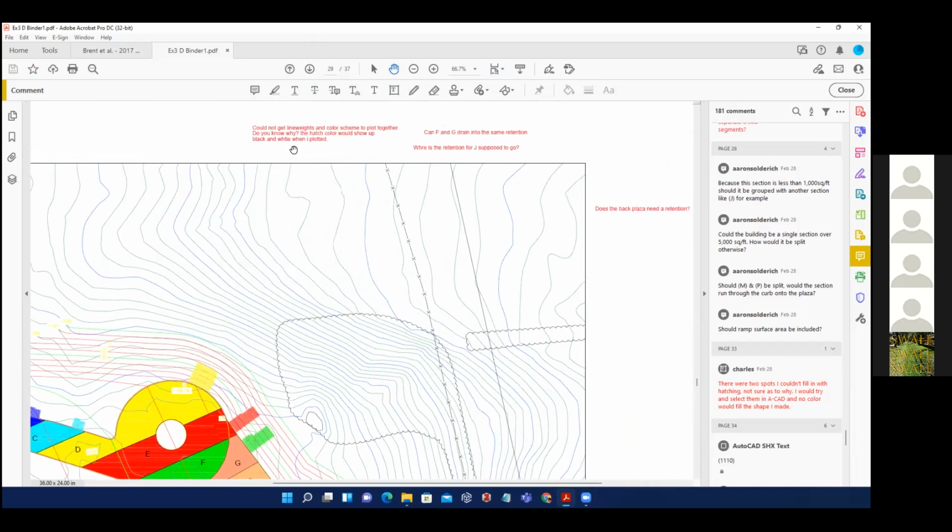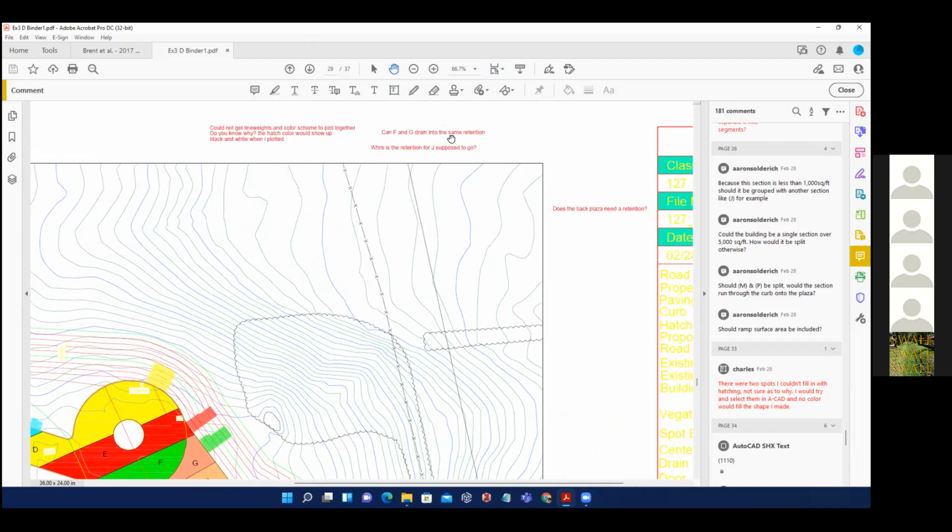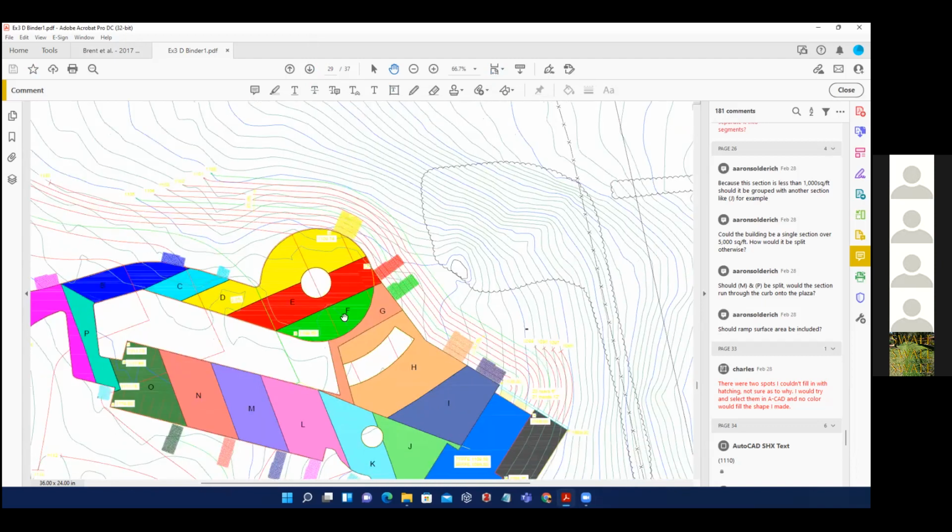Yeah, these will have to go to the cat room. Can F and G drain into the same retention? F and G, they could. Well, let's think about how we direct F, right? If we want F to drain into this green area, we will have to cut through that pavement. Then let's think about whether or not that pavement is necessary.